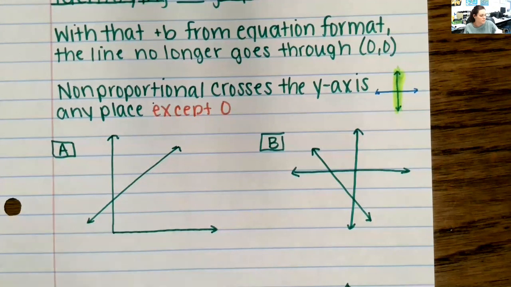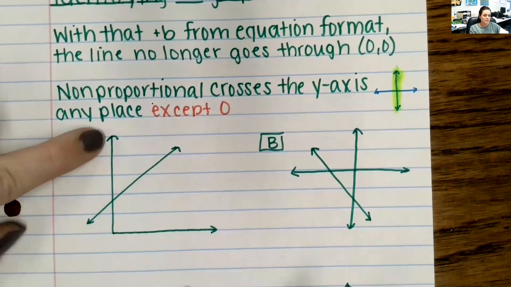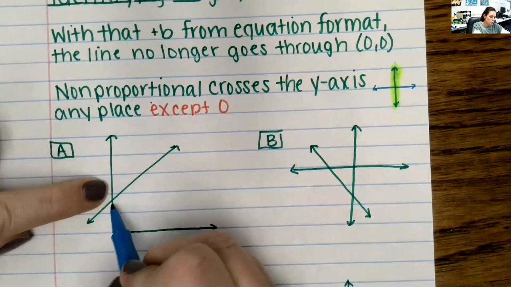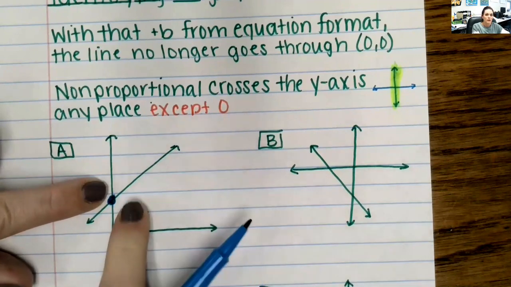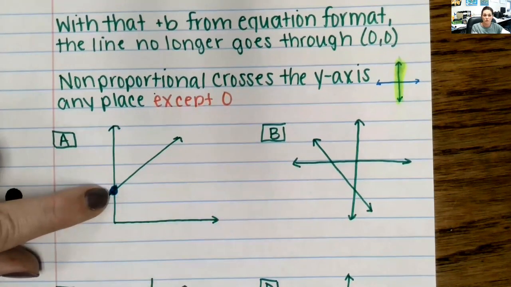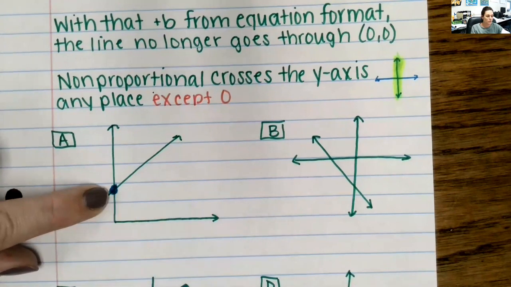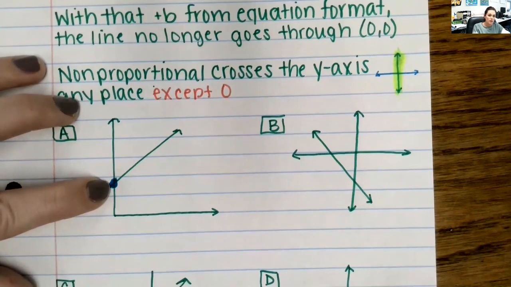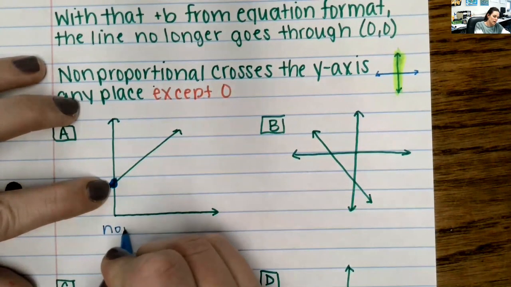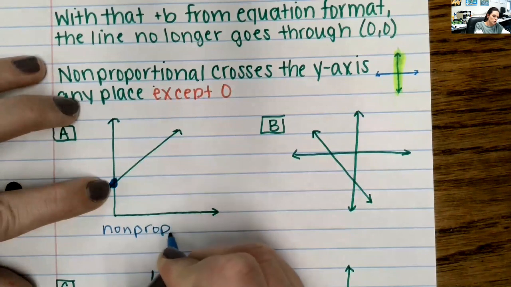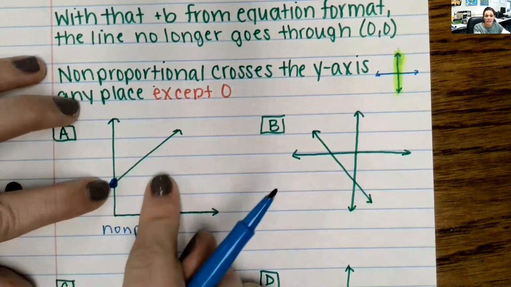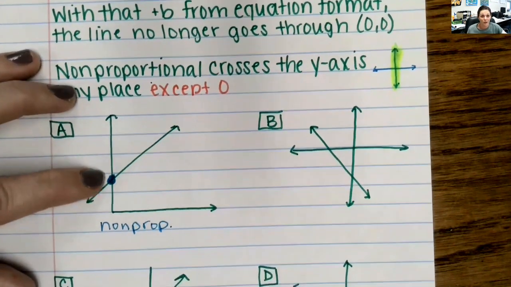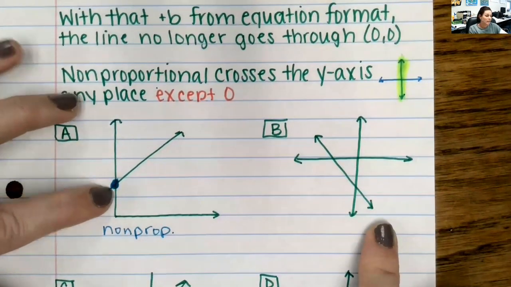Okay. All right. So let's take a look at A and B. What I like to do is draw a dot on my y-axis. So I scan my y-axis. Here is where my line crosses. And then I ask myself, is this 0, 0? Is this spot 0, 0 where my dot is? No, it is not. And the moment I answer no, I then respond with, this is non-proportional. Now, if this was no and it was like a squiggly funky line, that's not linear. But in this case, all of them are going to be straight lines.